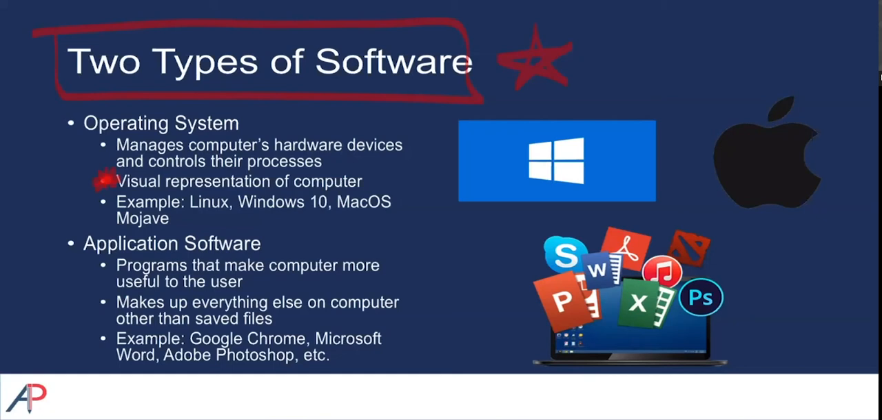Then we have our application software. Application software is just any software that is not an operating system. So Microsoft PowerPoint, Microsoft Word, Google Chrome. Another one is Adobe Photoshop, Zoom. All of these softwares that are not your operating system are considered application software. So know the difference between operating system and application software.